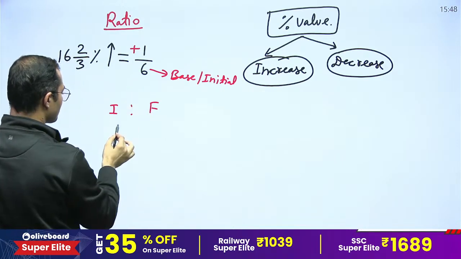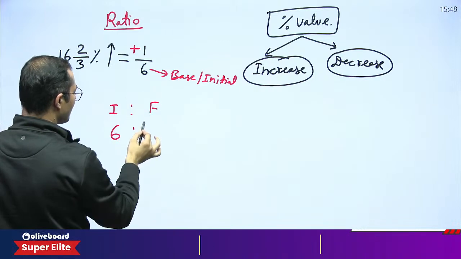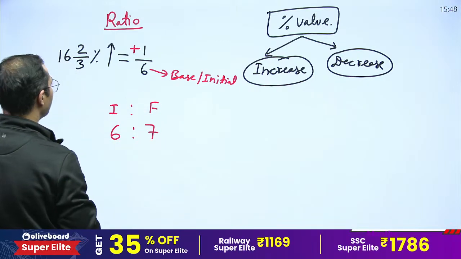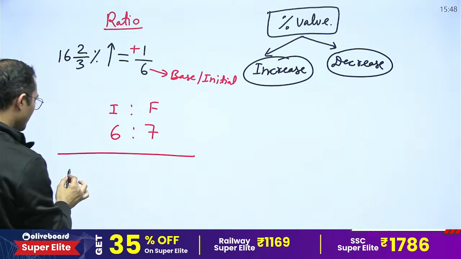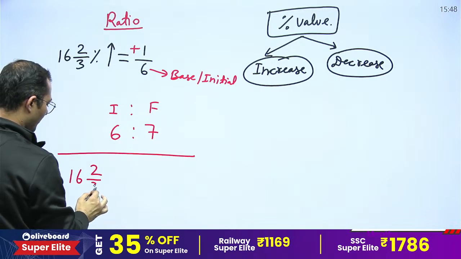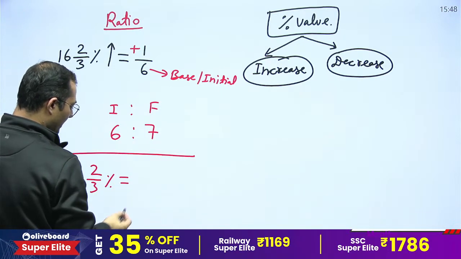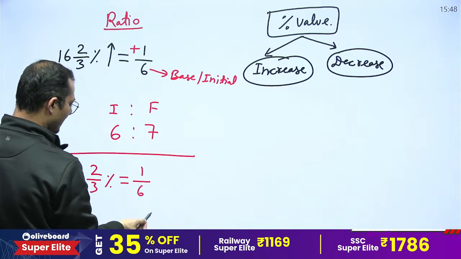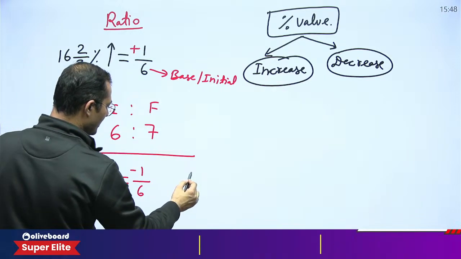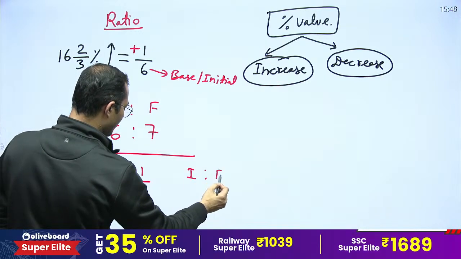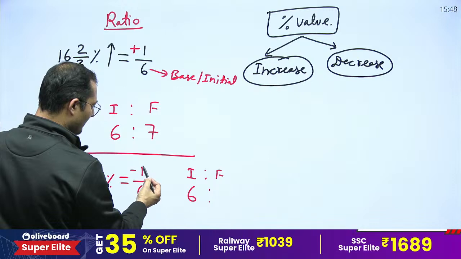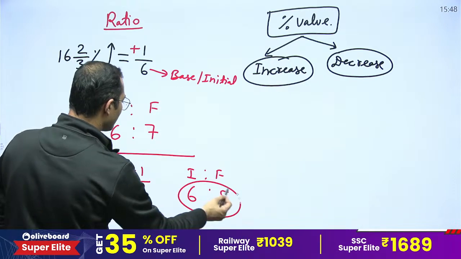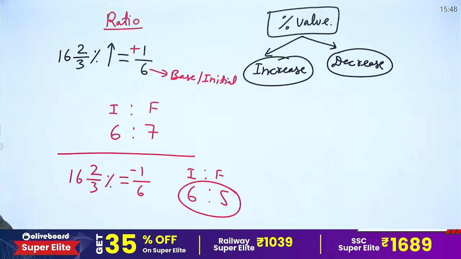So the ratio is 6:7. If it is increased, make it an increase. If I say the value is decreased by 16 whole 2 upon 3%, right? So it will become 1 upon 6 decrease. So the ratio of initial to final is 6, and 6 minus 1, 5. So this is the ratio of decrease. I hope this is very much clear.